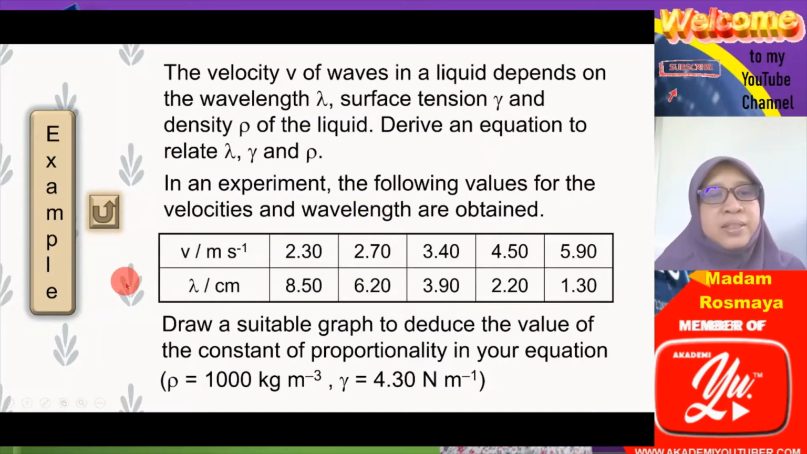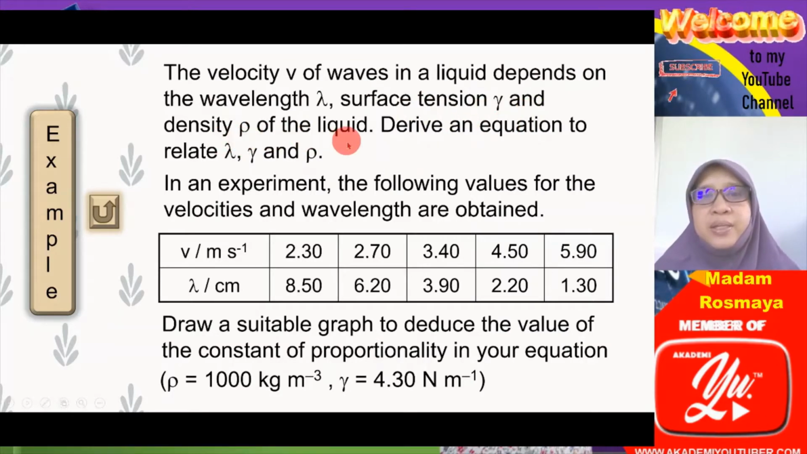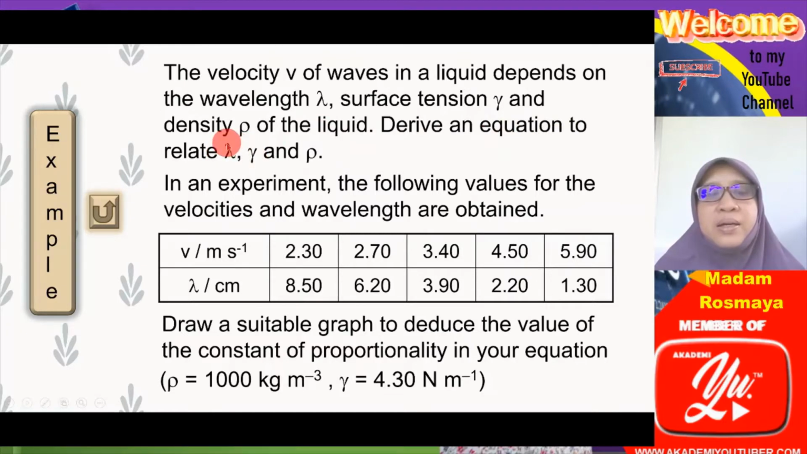So for further discussion, we are going to concentrate on this example. Okay, we read together the example given. Let's say the velocity v of waves in a liquid depends on the wavelength lambda, the surface tension gamma, and the density rho of the liquid. Derive an equation to relate v, lambda, gamma, and rho. So the wavelength, surface tension, and the density.